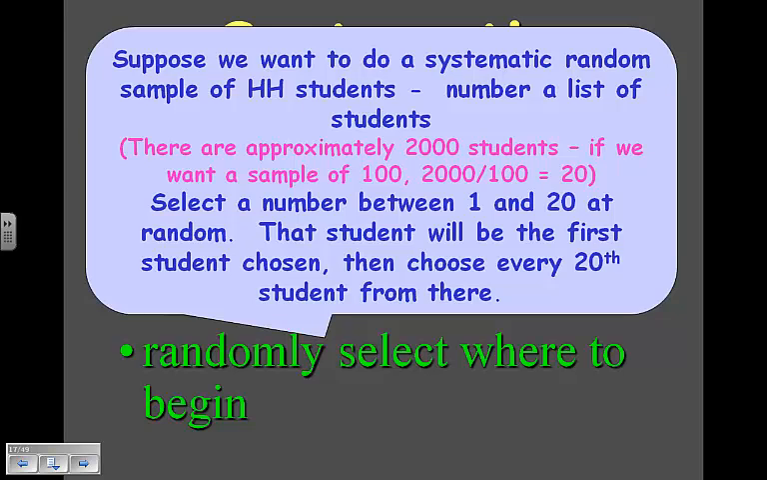Then we would simply go down the list and select every 20th student. So the system is, we're selecting every 20th student. The randomness is, where do you start? We're going to randomly pick a number between 1 and 20. That's where we start, and then we pick every 20th student from there. So that's an example of a systematic sample.